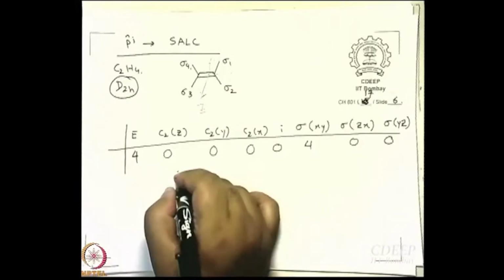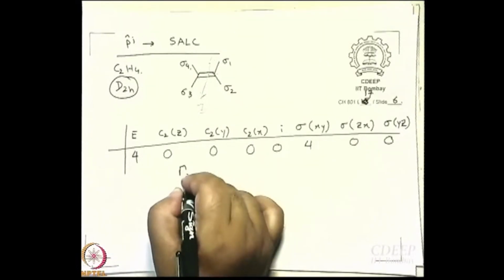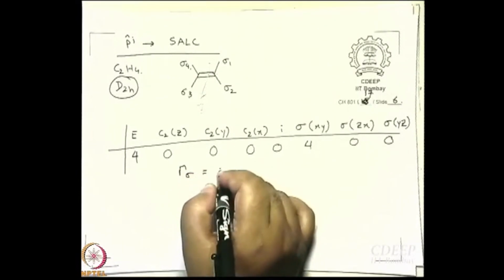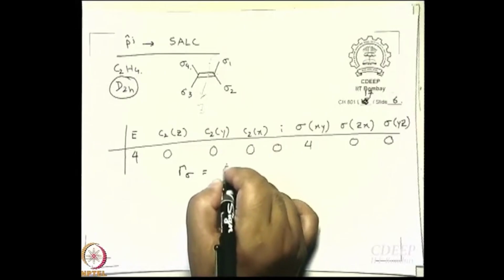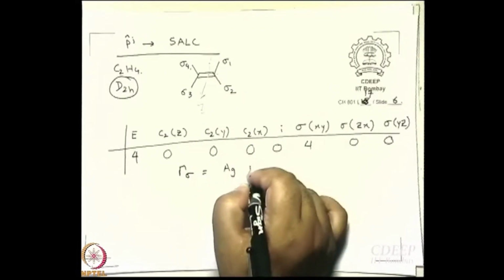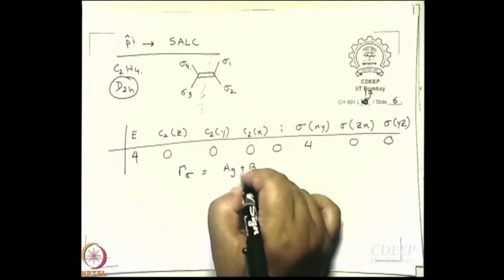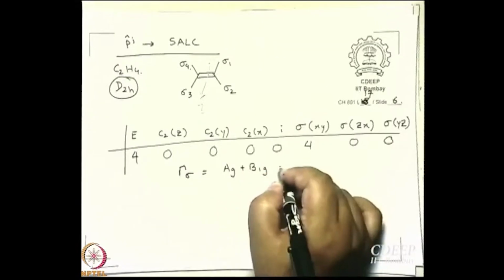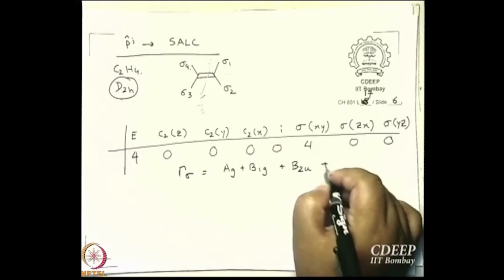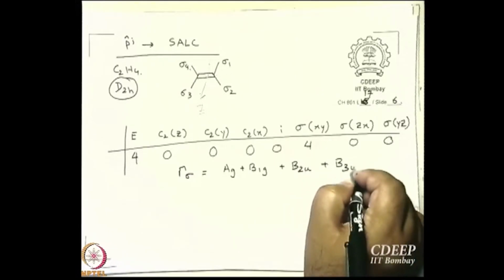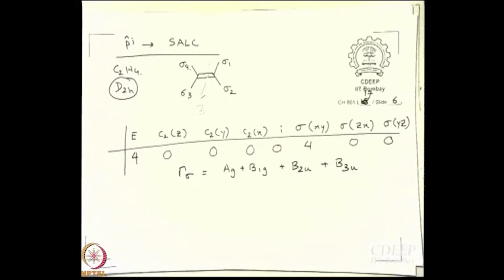Okay. If you break this down, I'll call it gamma sigma maybe. I'll spare you the trouble of working it out, and I'll give you the answer. It is Ag plus B1g plus B2u plus B3u. Okay, you have to just believe me on that, or you have to work it out.